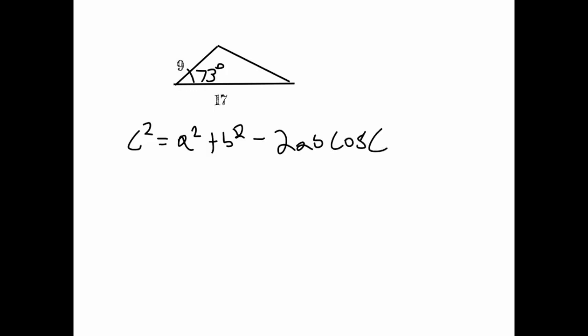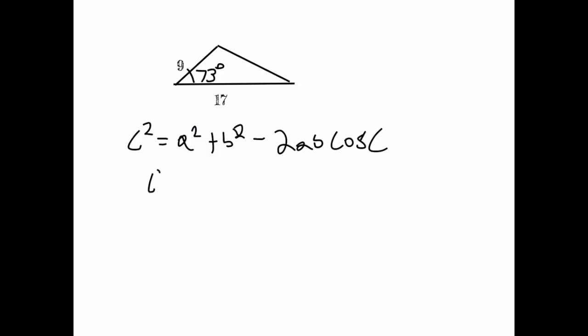Now, for those of you wondering, we can't yet use the law of sines because we don't have any matching pairs, say between this angle between the two and the opposite side. But once we solve for the side opposite the 73 degree angle, we can use the law of sines to find the other two angles. So now let's plug in some values.